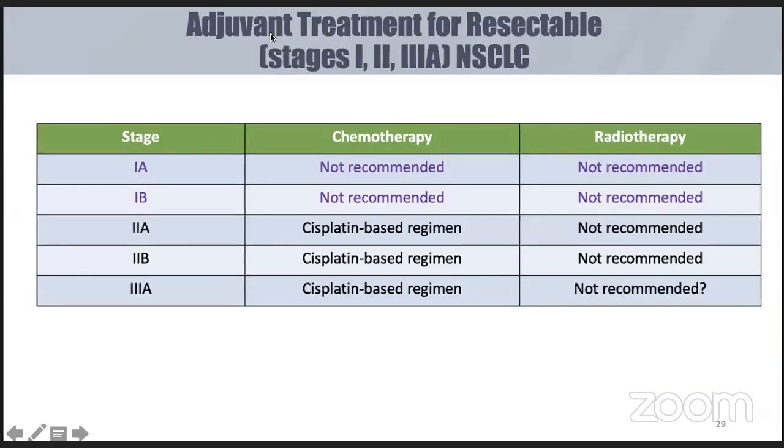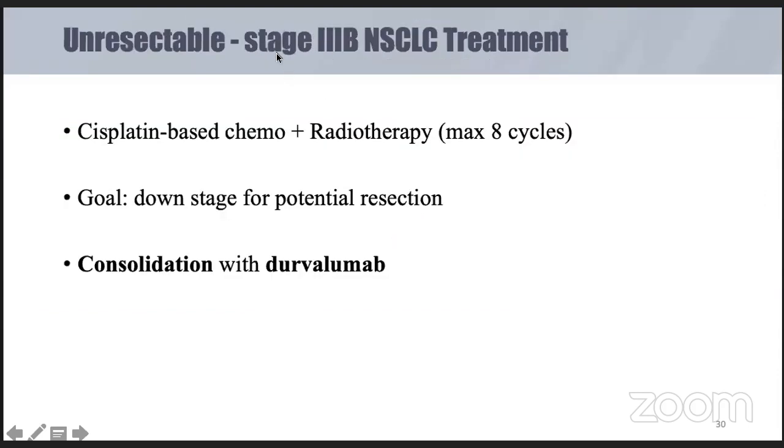Just a brief note when we are talking about adjuvant treatment. This is for the resectable patient. We're going to do surgery. After surgery, do we want to use adjuvant treatment or not? Based on the stage. For stage 1, no adjuvant treatment is recommended, and no adjuvant radiation is recommended as well. So we use adjuvant treatment only for stage 2 and stage 3A. Here we can use only adjuvant cisplatin-based regimens.